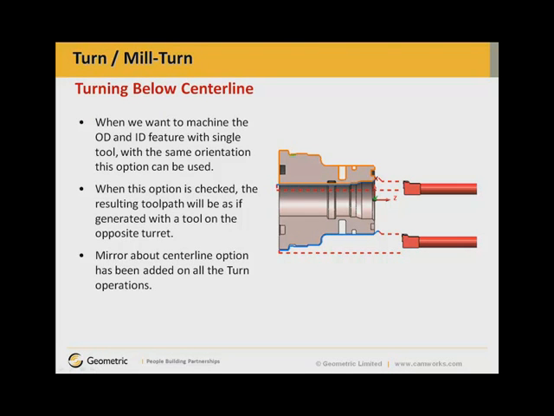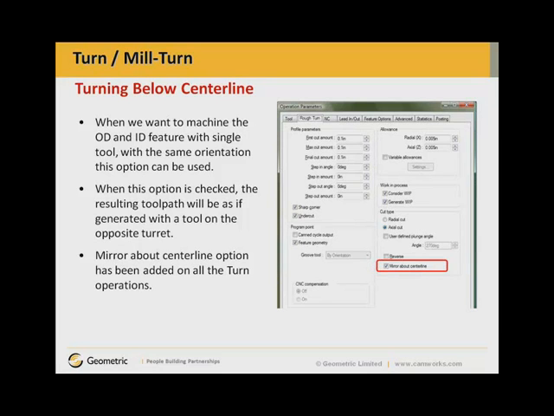Turning below centerline. In turning, this new option will allow you to machine the internal and external diameter of the part with the same tool and with the same orientation, provided the turning center supports this kind of configuration. If you are using this option for the front turret, the resulting toolpath will be as if it is generated with a tool on the opposite side, that is, rear turret. This option has been added to all of the turning operations. To explain in more detail, let's take a look at a video.